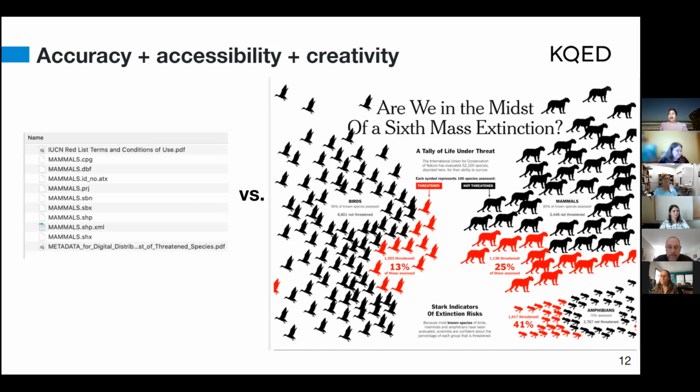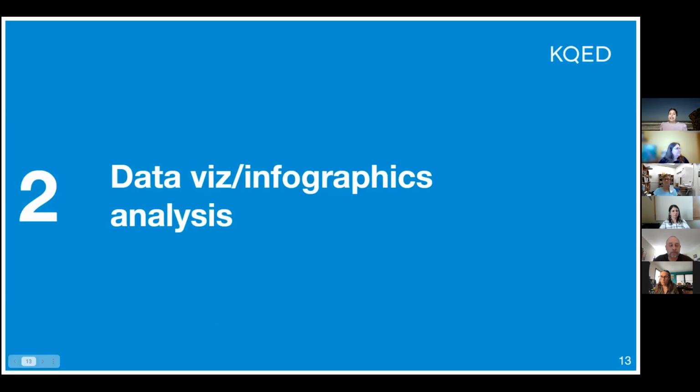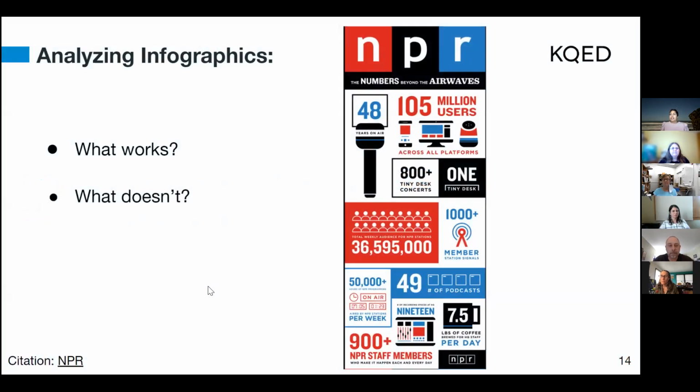So we're going to look at a couple of infographic examples, and you'll get to analyze what you think works and doesn't work about each of them. We'll look at 3 examples. In full transparency, we are an NPR station, so there are going to be a lot of public media examples in here. So you can see an infographic from NPR.